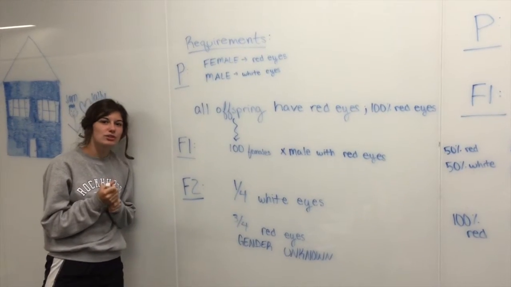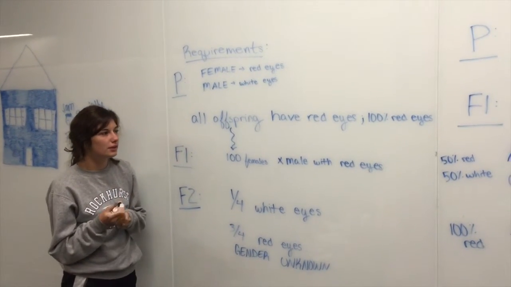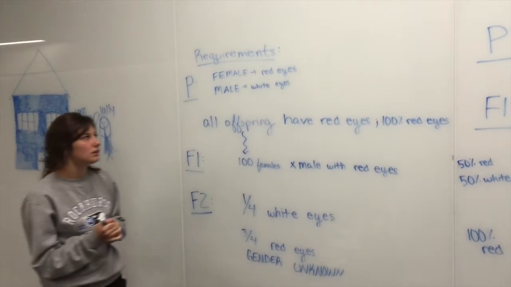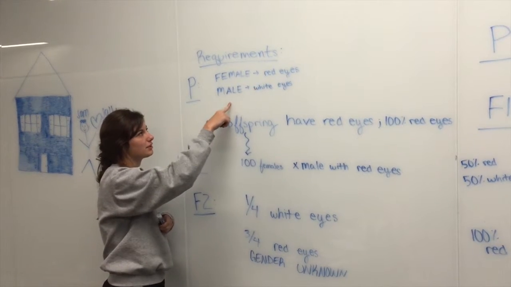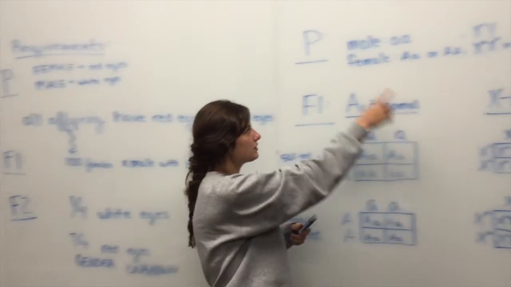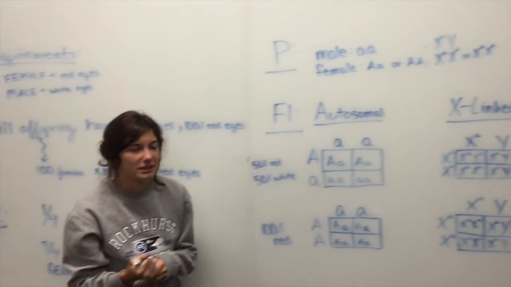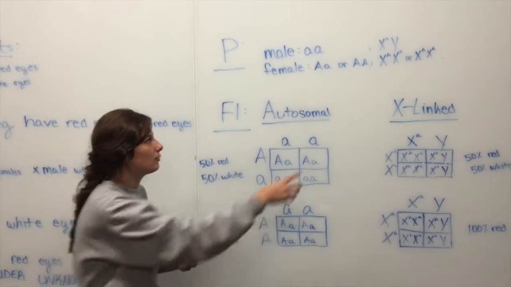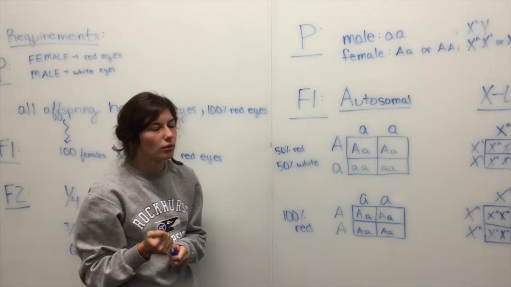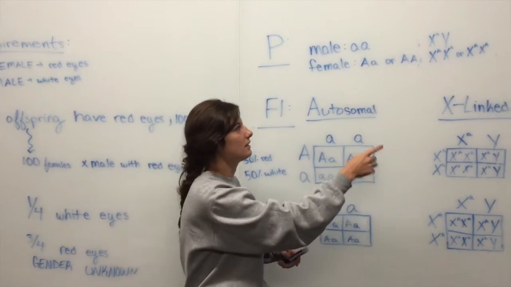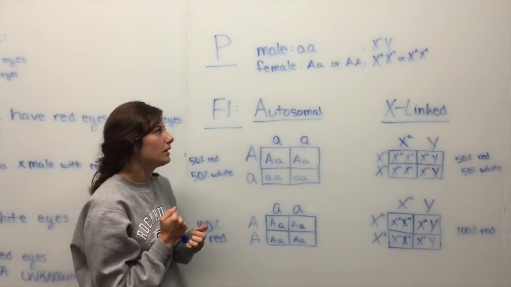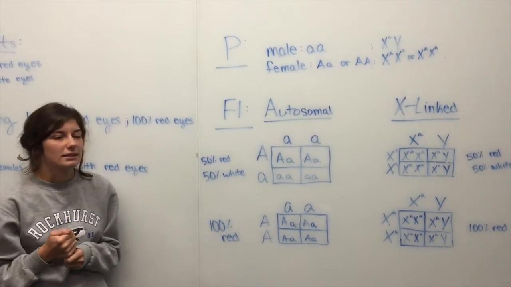Okay, so we're doing question 5, and we're going to decide whether it's autosomal or X-linked. We're dealing with females with red eyes and males with white eyes in the paternal generation. So the male's genotype is little a because it's recessive, and the female genotype can either be big A little a, or big A big A. And since we're dealing with both autosomal and X-linked, the X-linked for the male is X little a Y, and for the female it's X big A X little a or X big A X big A.